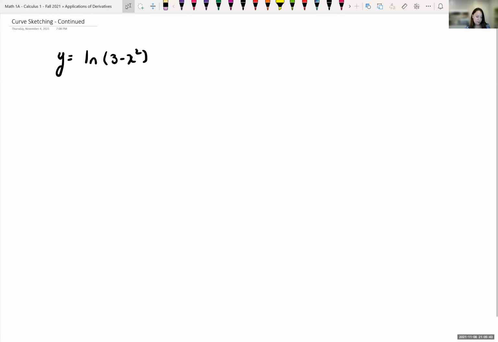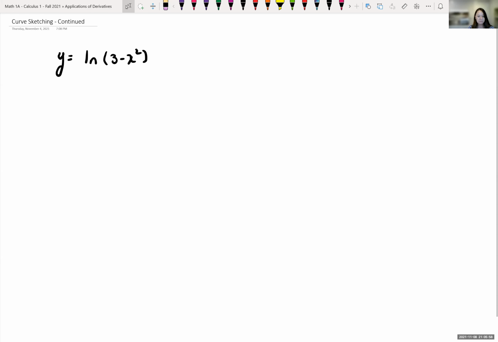I'm just going to look a little bit more at graphing these functions by using calculus. So finding where it's increasing, decreasing, finding maxes and mins, and finding inflection points and concavity.